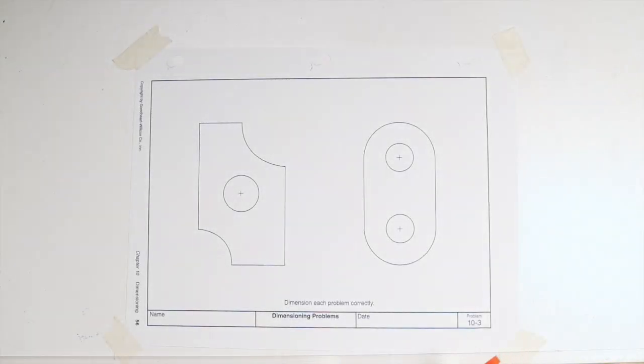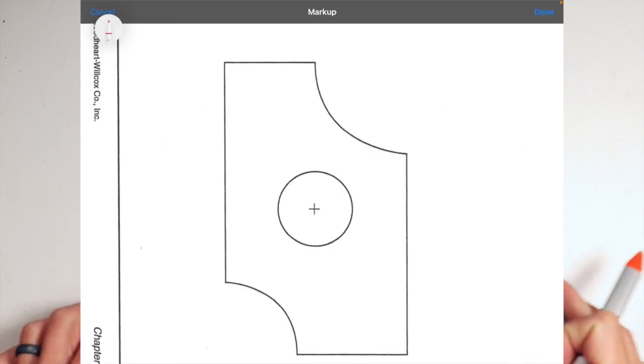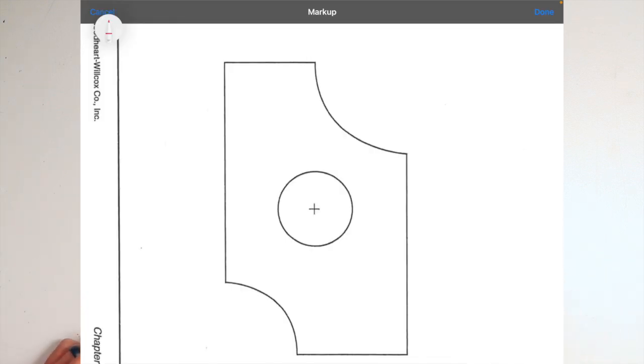Alright, for problem 10.3, we have a lot more arcs and diameters to deal with. So let's go ahead and start with that brainstorming session looking at this first object here. Again, we're going to need our overall dimensions.